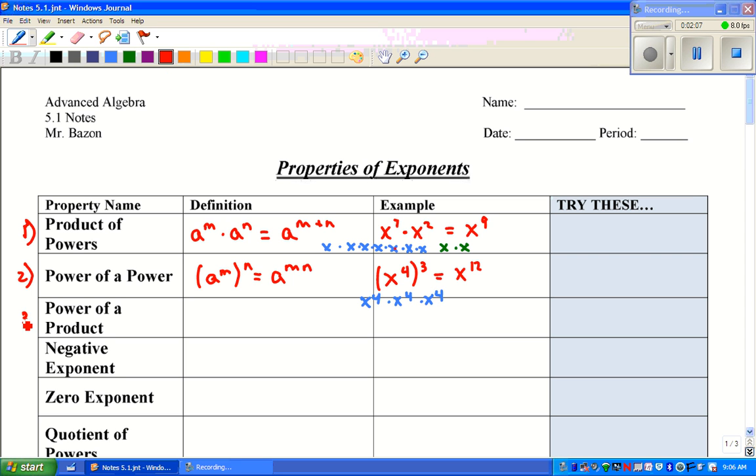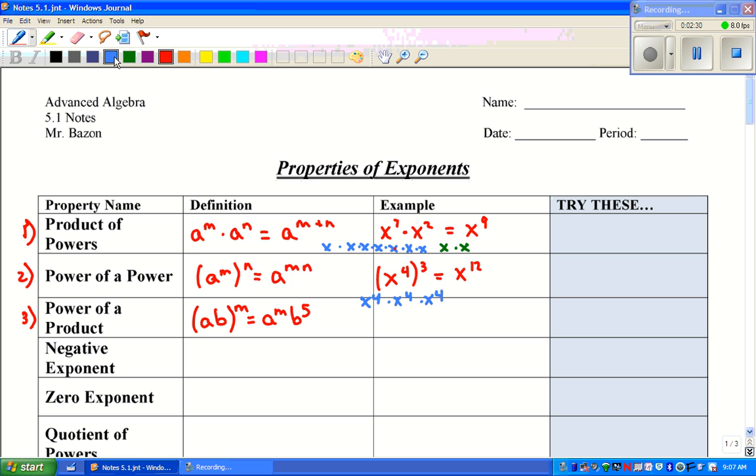Number 3, power of a product. What you have for that one is a and b, and those are your bases there, raised to the m power. What you actually do with this one is you take that m exponent and distribute it: a to the m power and b to the m power as well.